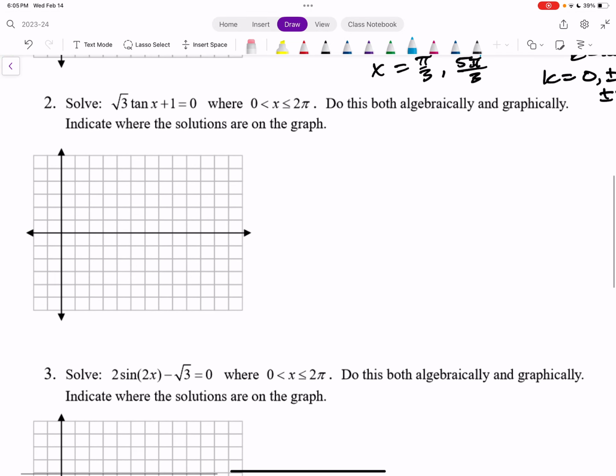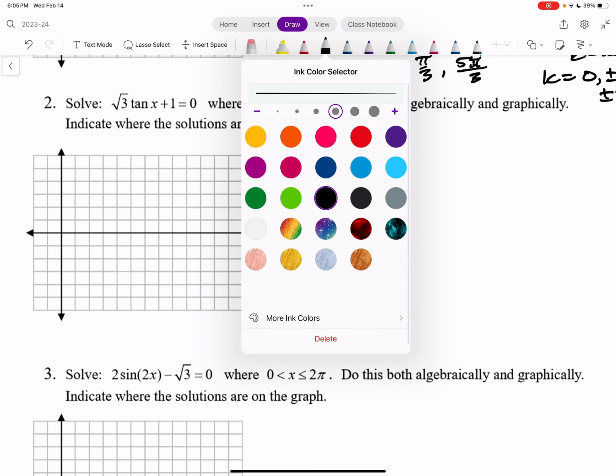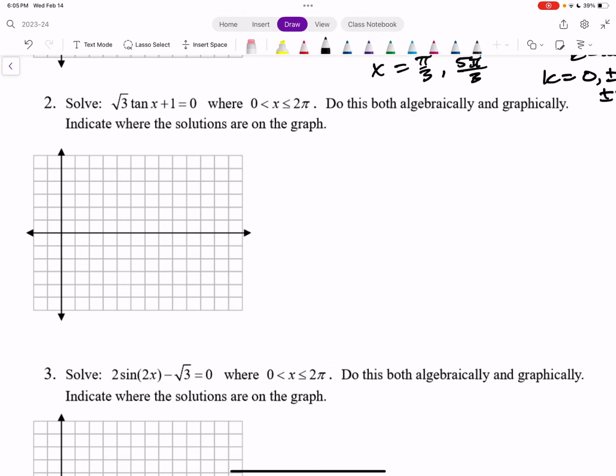This one deals with tangent now. So let's take it off to the side like we did before. Let's take root 3 times tangent of x plus 1 equals 0. We're going to isolate that tangent function. Obviously subtract 1, so root 3 times tangent of x equals -1. Divide by rad 3, so tangent of x is equal to -1 divided by rad 3.